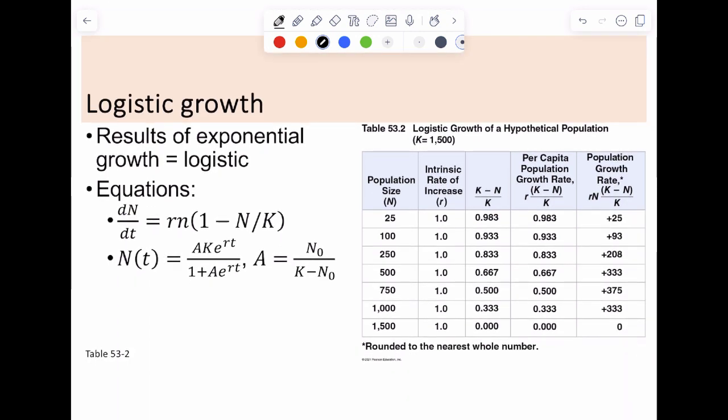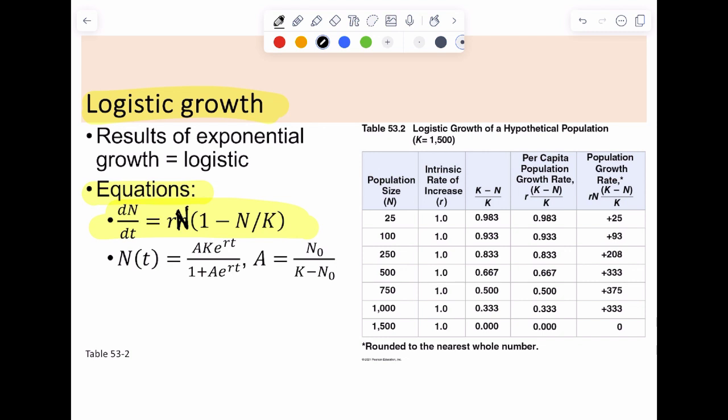So how do things really grow? We call that real growth logistic growth. And its equations are gross. There's no point in lying about it. This is the equation.